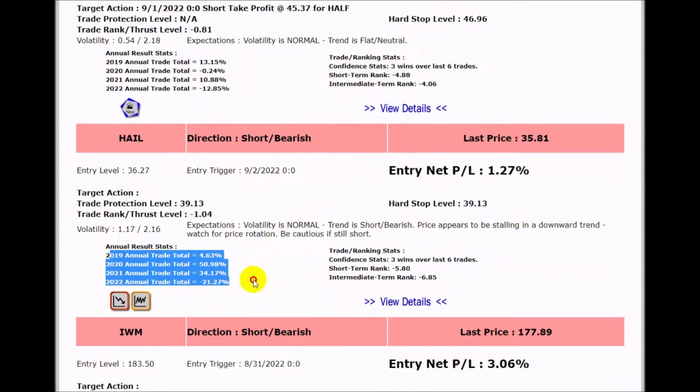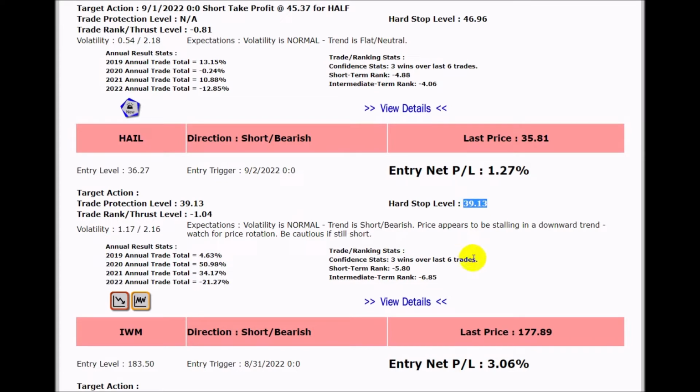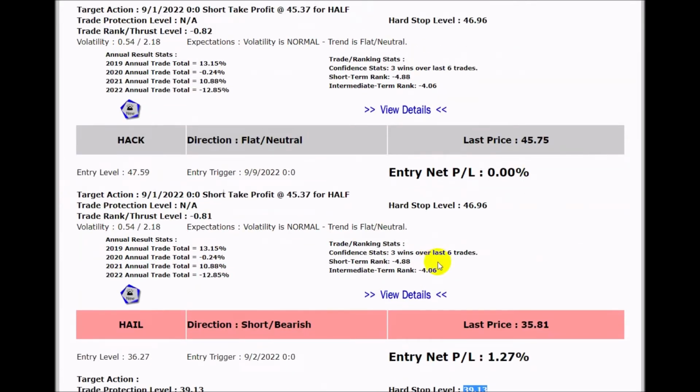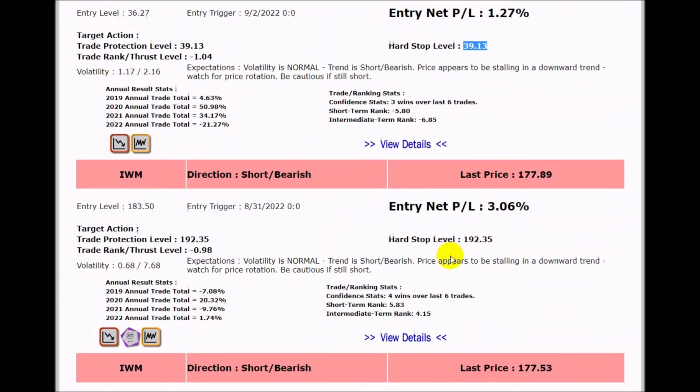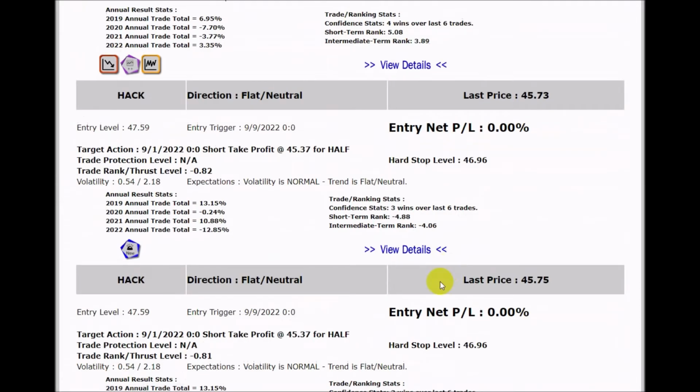You can see here, minus 21% this year. You can see we're in a short trade, 36.25. We have a hard stop at 39.13. This is moving our stop to a level that's actually a hard stop. So when you're looking at a trade like, let me find one that doesn't have a hard stop.